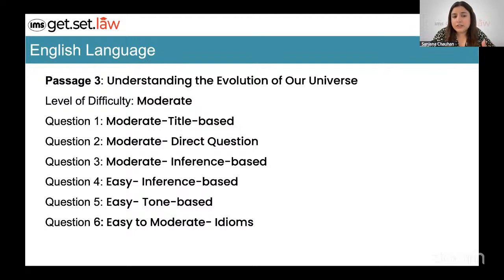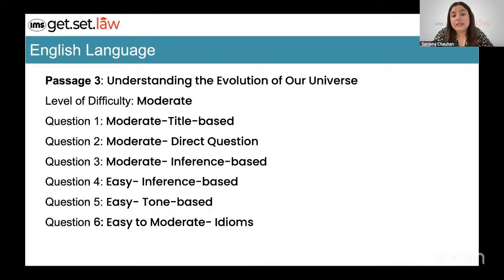Then, however, there were two easy questions. One was inference based, and I think one was tone based, where the tone of the author was analytical and inquisitive in nature. So, right off the bat, I think for this particular passage, question 5 was really easy, right? Even if you would not have read the entire passage verbatim, if you would have just skimmed through the passage, maybe ascertaining the tone of the author is easy, right?